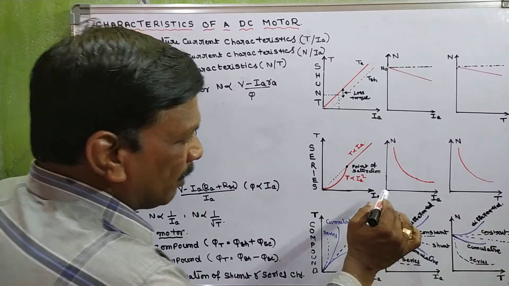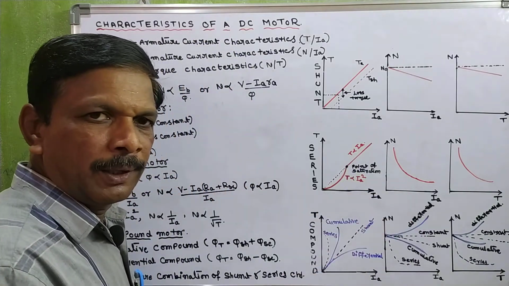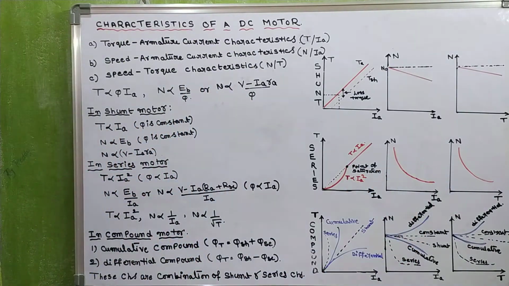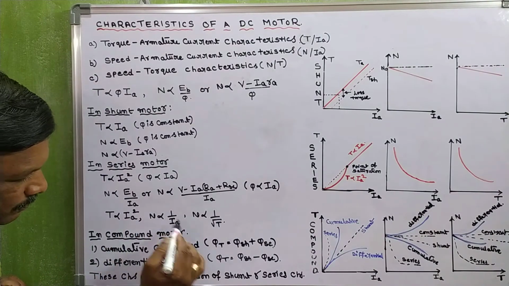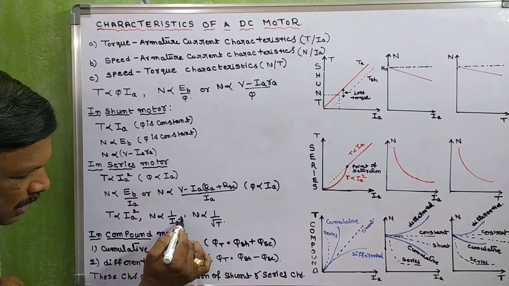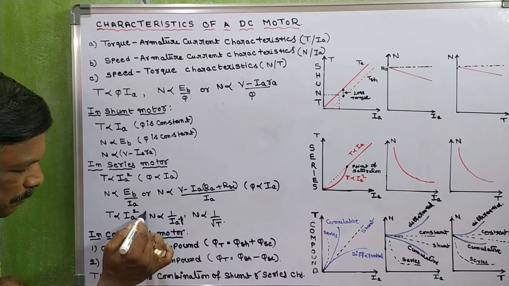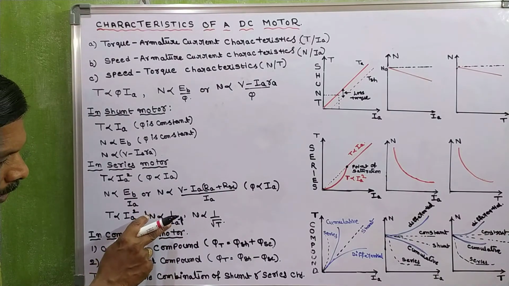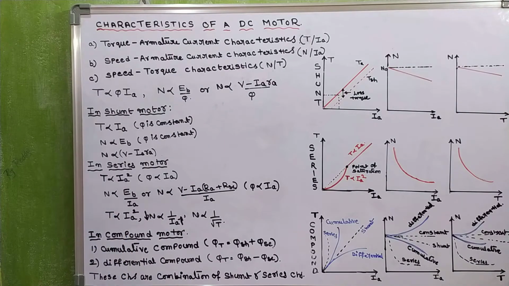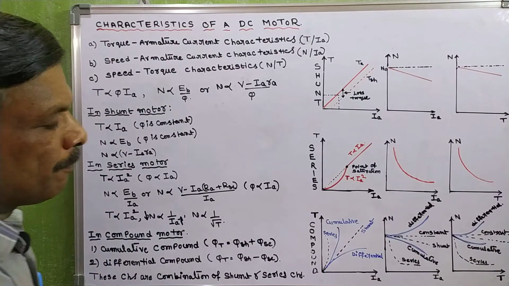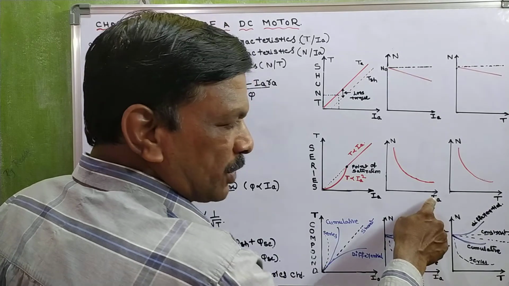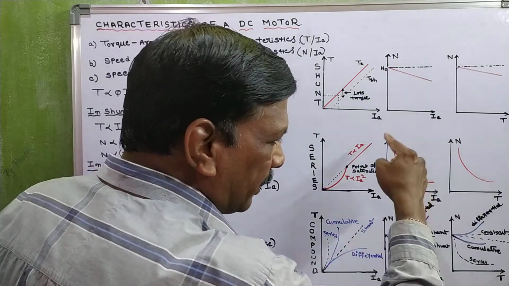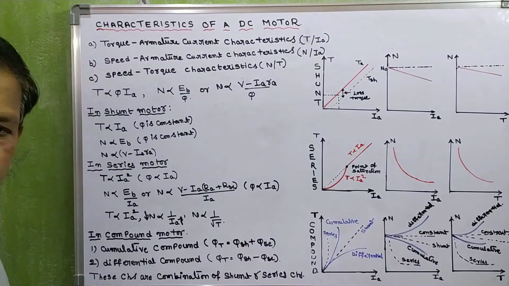Let me see. When load increases on the motor, armature current increases. When armature current increases, see this equation, what happens to speed? The speed will decrease. Why? Because these two are inversely proportional. So when load increases, armature current increases, and when armature current increases, the speed will decrease in series motor.